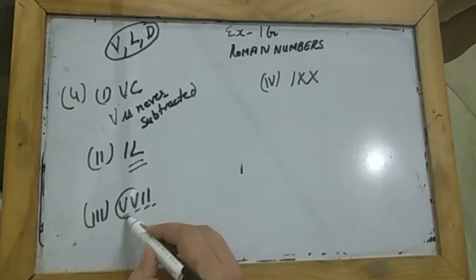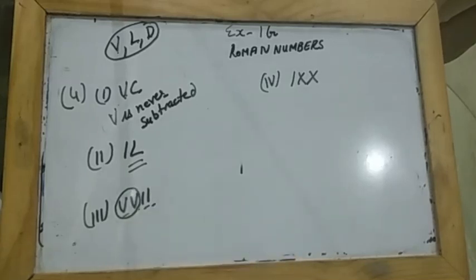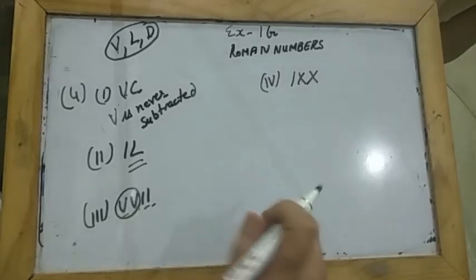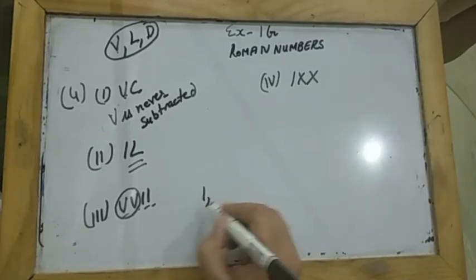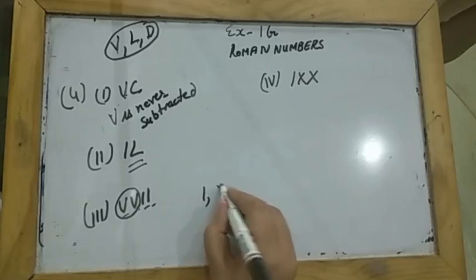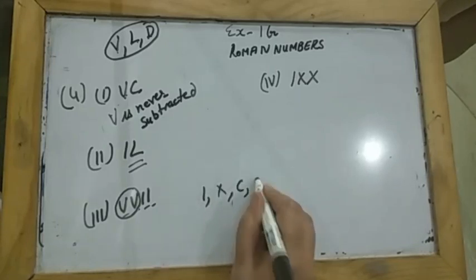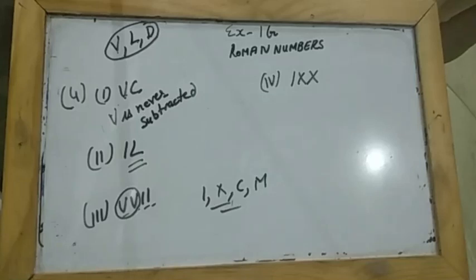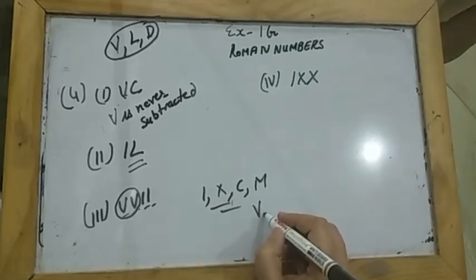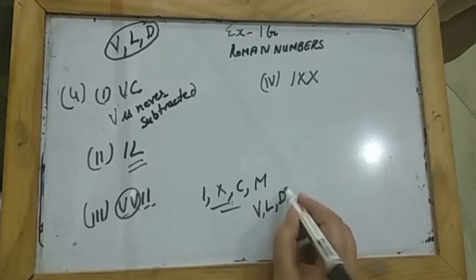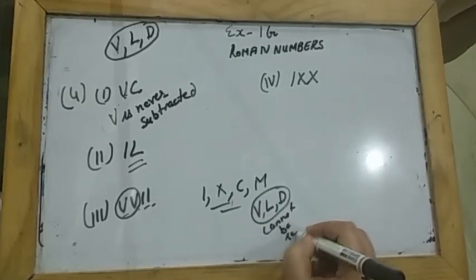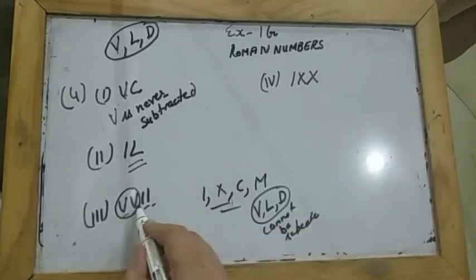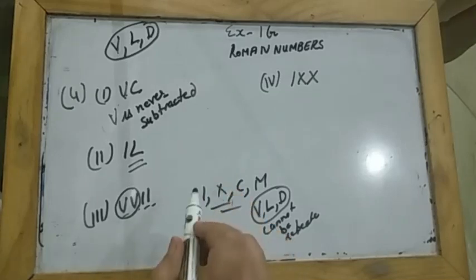Now look at this, VV11. Here you can see that V is repeated, and in the beginning I told you which symbols I can repeat. I can repeat only I, X, C and M. Only these can be repeated. I cannot repeat V, I cannot repeat L, and I cannot repeat D. So these cannot be repeated. So the reason we will give for this is that V, L and D never get repeated.